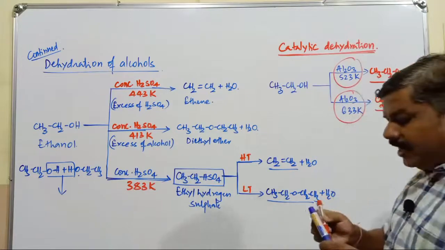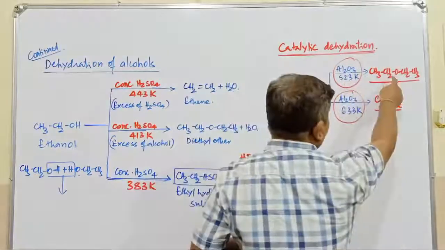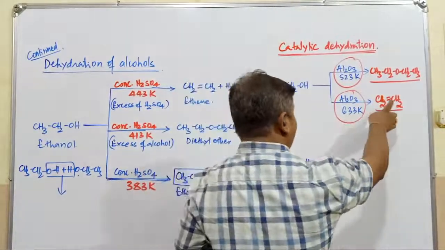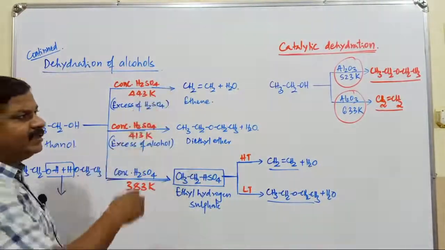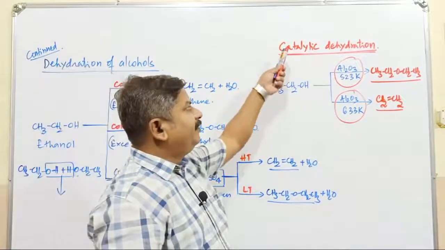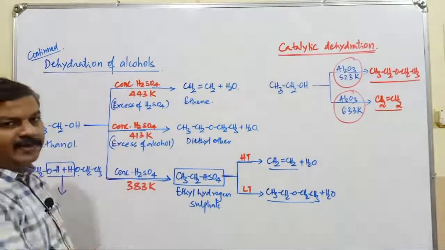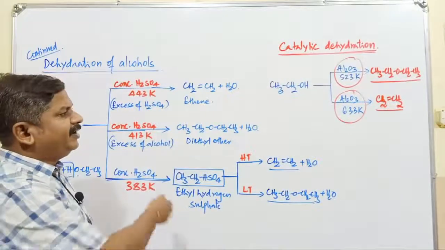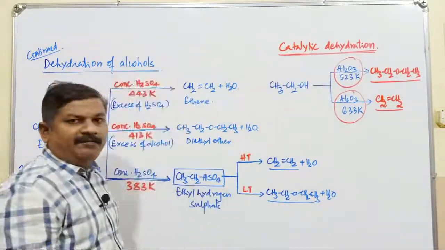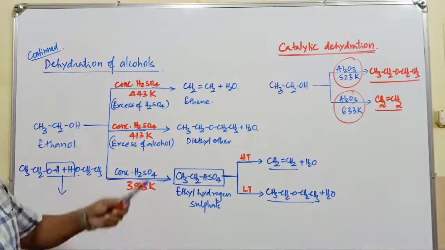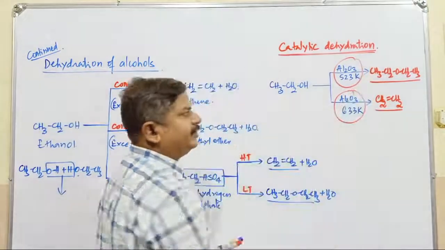In presence of Al2O3 and temperature, at 523 Kelvin it gives ether, and at 633 Kelvin it gives what? An alkene compound formation takes place. So this one is also an example for what? Catalytic dehydration. Apart from acid compounds, sulfuric acid, phosphoric acid, potassium bisulfate, instead of those compounds we are using an oxide of aluminium. Aluminium oxide is also acting as a good dehydrating substance. So in presence of this one, the compounds are going to be what?